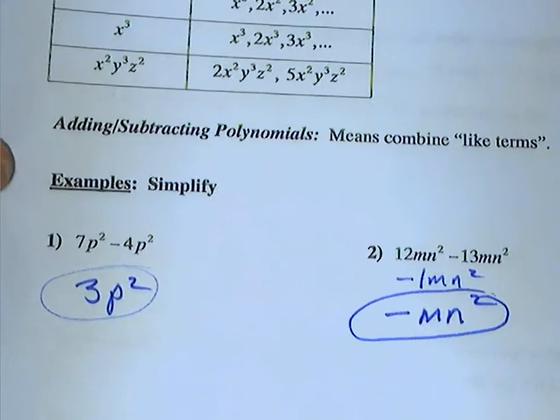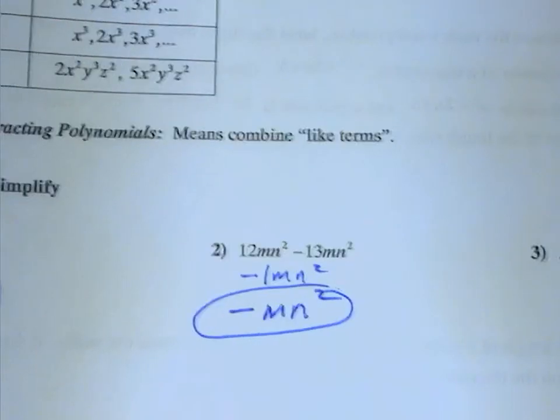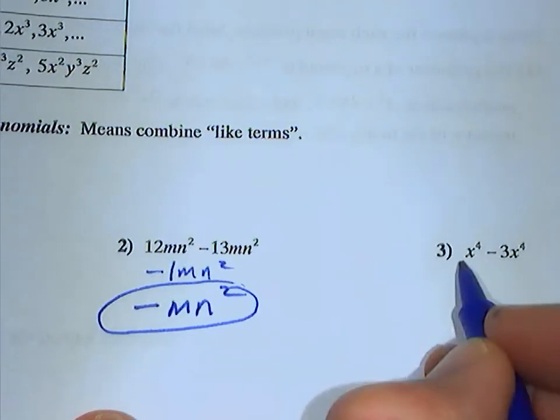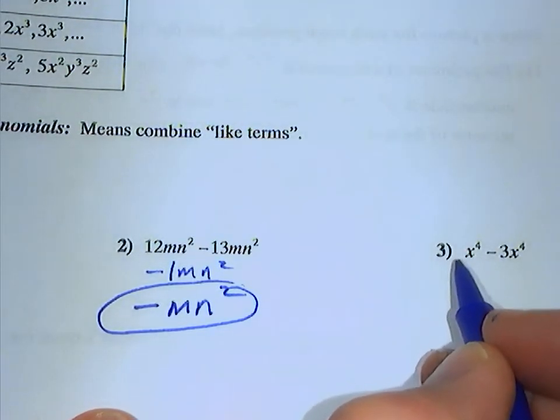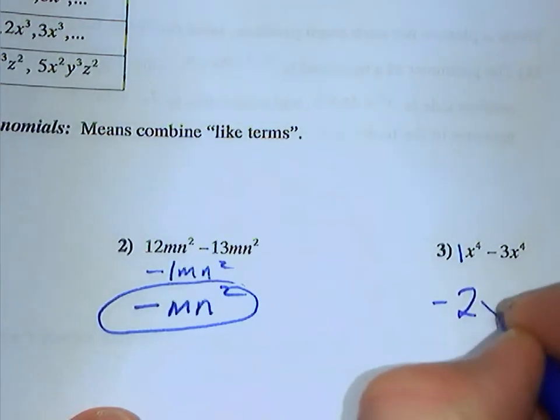Easy peasy. So I take a look at number 3. I've got x to the 4th minus 3x to the 4th. Just take the numbers in front. What's the number in front of this guy? Just the 1. So take 1 minus 3. What's 1 minus 3, y'all? Negative 2x to the 4th.